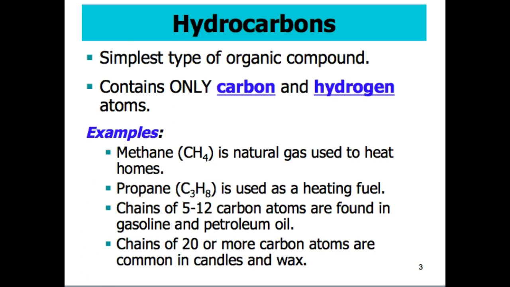Here are some examples of hydrocarbons. We have methane, which is CH4. It's natural gas. We use methane to heat our homes. Propane is used as a heating fuel. Hydrocarbon chains that have 5 to 12 carbon atoms are typically found in gasoline and petroleum. And then carbon chains of 20 or more are those that are typically going to be found in candles and wax. Think about the fact that if you have 20 or more carbon atoms, you're going to be very nonpolar. So that's the kind of materials that we typically see in candles and wax, as well as petroleum oil and gasoline, very nonpolar molecules.